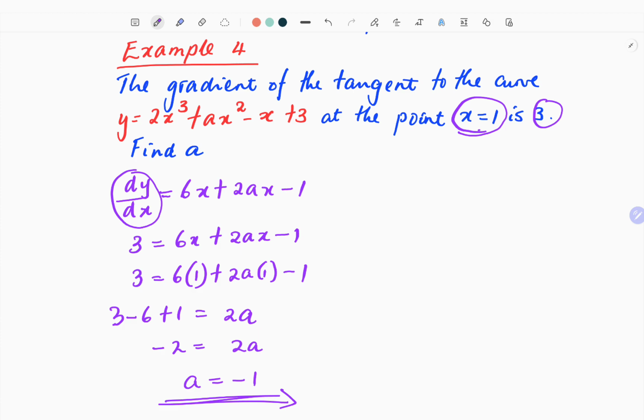And that is how you determine the gradient of a tangent to the curve. You can also work backwards to find the x coordinate where the gradient is given. And that's how you do it. I hope this makes sense.